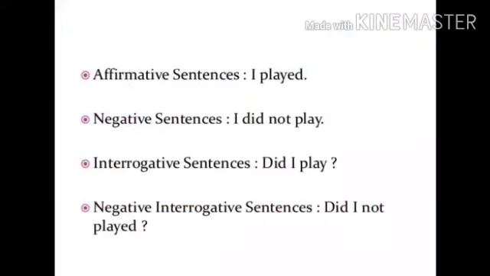Let's move towards the examples. As you can see here, in the affirmative sentences, as I told you, we cannot use a helping verb. Here you have the sentence: I played. I is the subject. Played is the past form of the verb play, or you can say the second form of the verb. But at the time of making negative and interrogative we use did, and along with did we do not use the second form of the verb, we use only the first form of the verb.